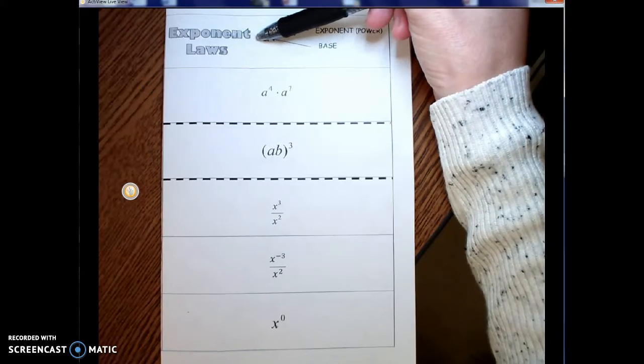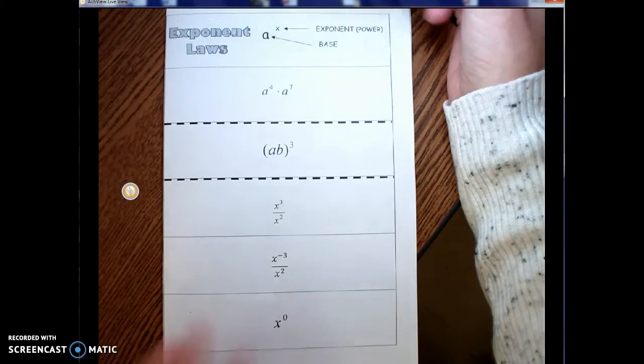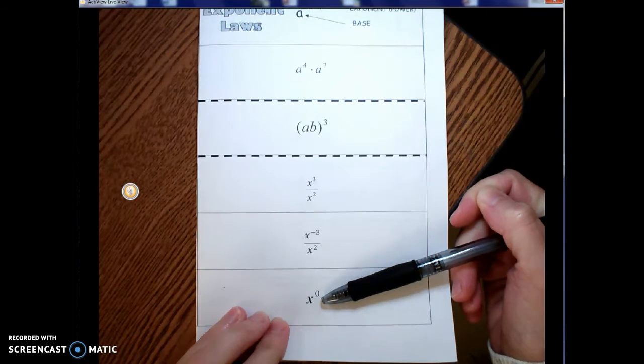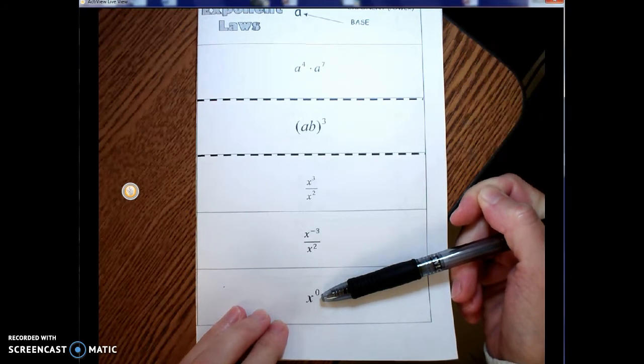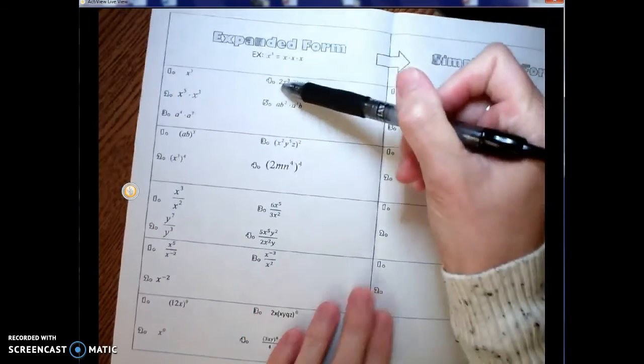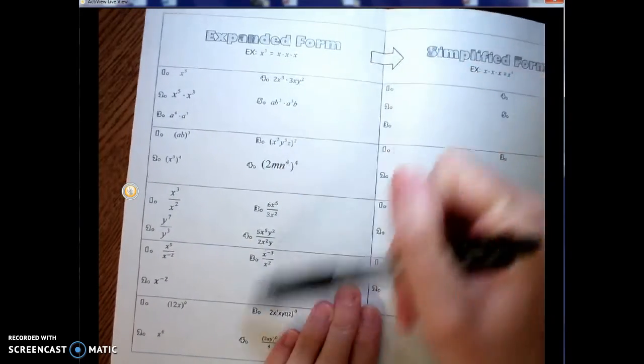This is the front of your little book here. As we go through it, we're going to do several things. So this front side shows you the different types of exponent operations, I guess you could say, that we'll come across. On the inside, we're going to take these problems that are all listed. You have several problems for each type.